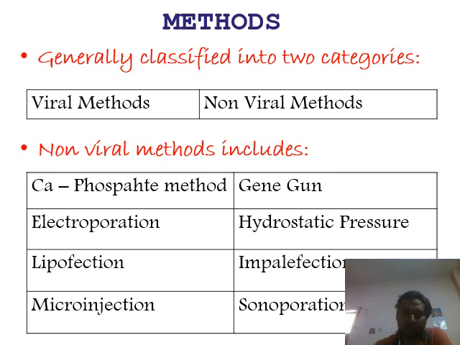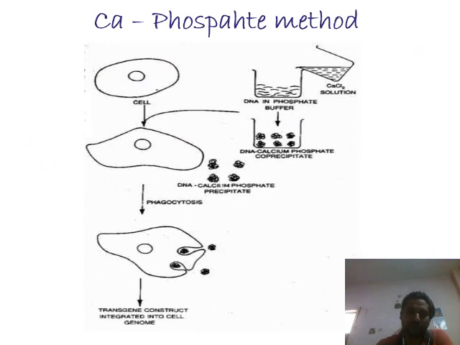In this lecture, I will be focusing mainly on the non-viral methods. There are different kinds of non-viral methods, like calcium phosphate method, gene gun, electroporation, hydrostatic pressure, liposuction, microinjection, and sonoporation. Out of these eight, I am going to explain in detail the first four methods, that is the calcium phosphate method, electroporation, liposuction, and microinjection. Now first we come to the calcium phosphate method.